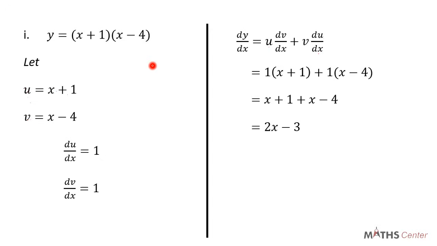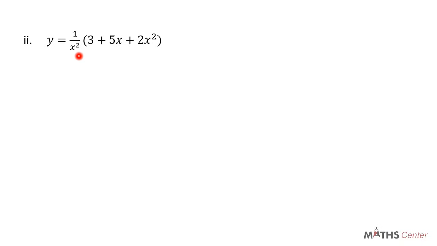You don't necessarily have to use the product rule, unless the question specifically says that you should use the product rule. Okay. Let's consider the next question. Let's say we have y is equal to 1 divided by x squared times 3 plus 5x plus 2x squared. Once again, in this question, you can expand the brackets and then differentiate each term just as we did in the previous examples. But here, we are going to use the product rule.